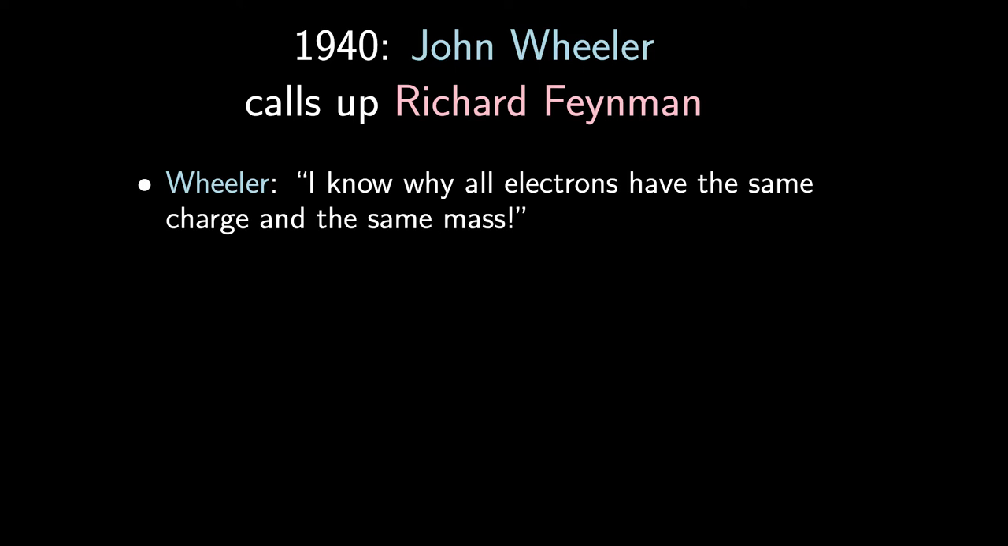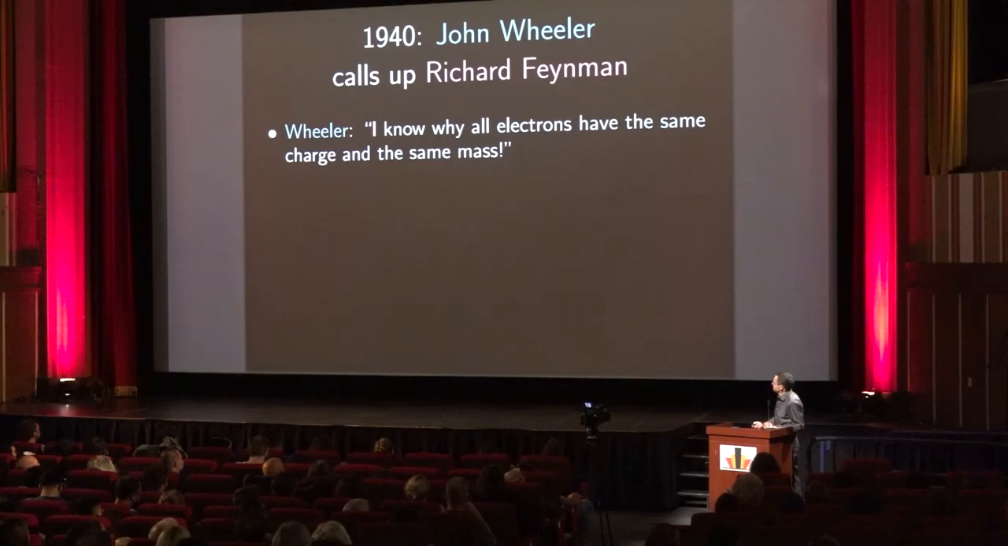Anyway, he called up Richard Feynman, and John Wheeler said, "I know why all electrons have the same charge and the same mass." An electron is a very tiny particle. You might remember from high school chemistry, they go around the nucleus of the atom. Electrons move through wires, and they give us our electronic age. They're kind of a big deal. But they're all exactly the same. There's an old saying, once you've seen one electron, you've seen them all.